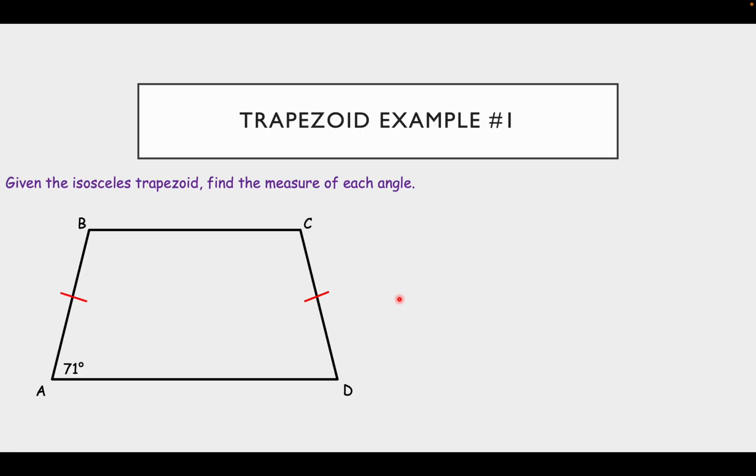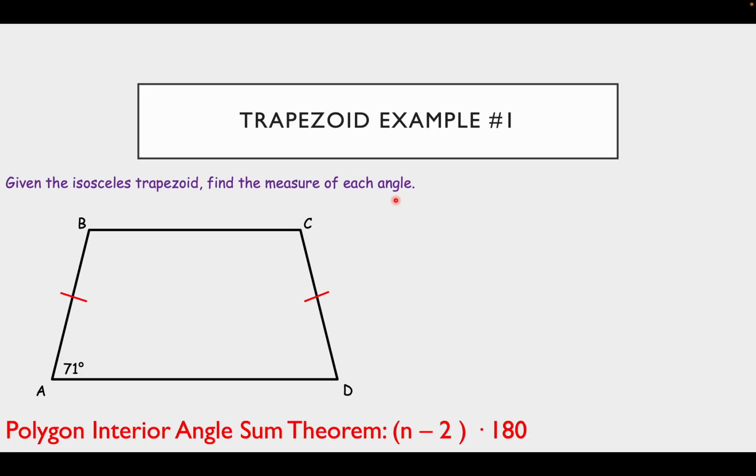Let's get into some examples. Example 1, given the isosceles trapezoid, find the measure of each angle. So we're only given one of the angles. Let's be reminded of our polygon angle sum theorem. We may need to use that.